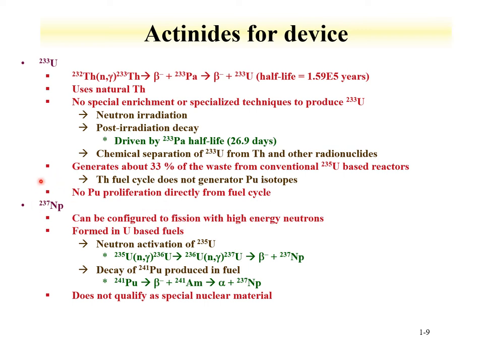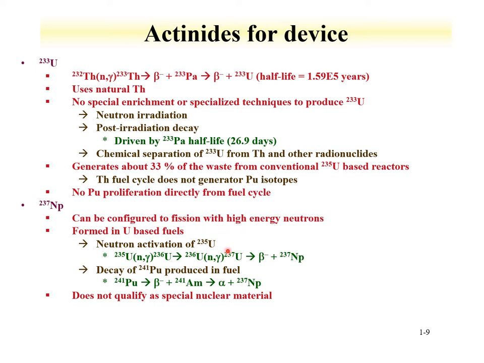Neptunium-237 is also an actinide that can be used in a device. Neptunium can be configured to fission with high-energy neutrons. However, this isotope is not fissile. With thermal neutrons, it will not fission. You can produce neptunium-237 based upon the reactions shown here.